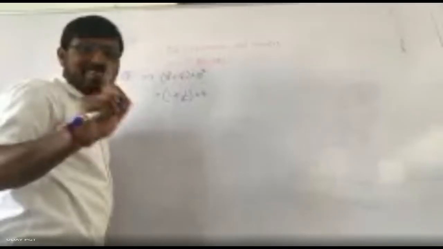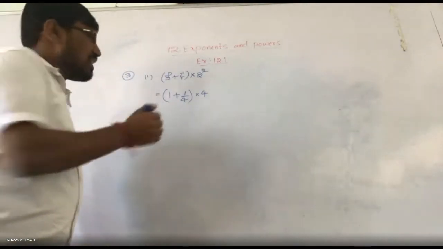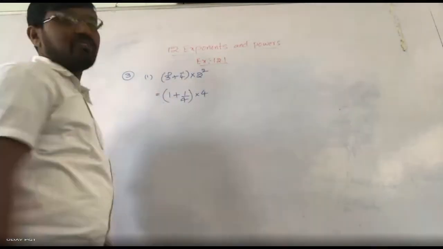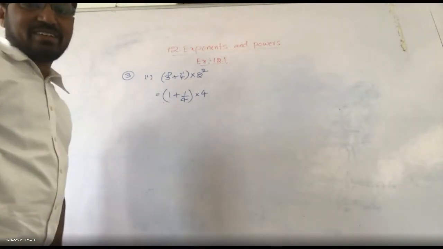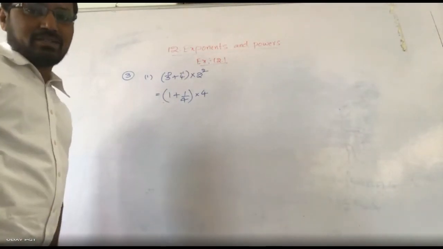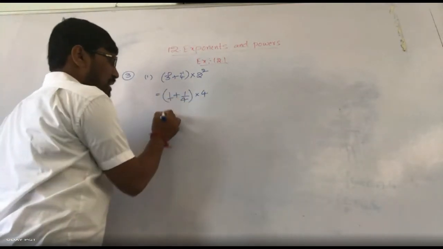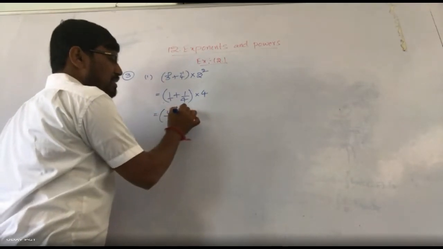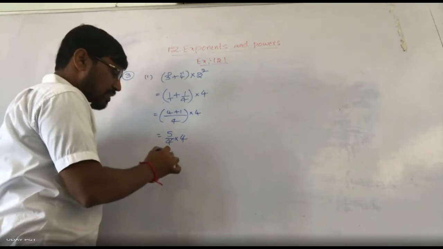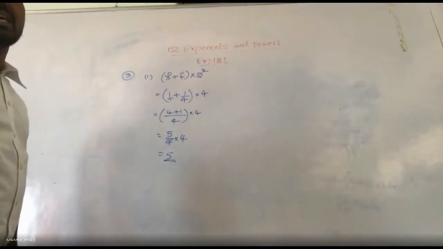Can I cancel the 4s? No, sir. Most of the students make this mistake: they cancel the 4s and write 1 plus 1 equal to 2. But don't cancel like that. First you need to simplify this one. Take the LCM, which is 4. In the numerator we get 4 plus 1, which is 5, into 4. Now this 4 can be cancelled. The final answer is 5. Like this the value is asked.